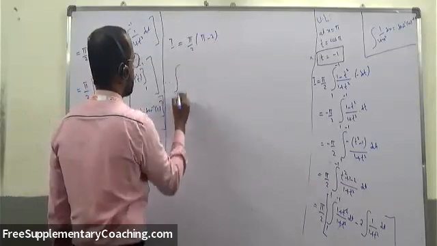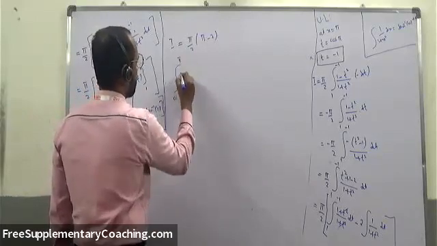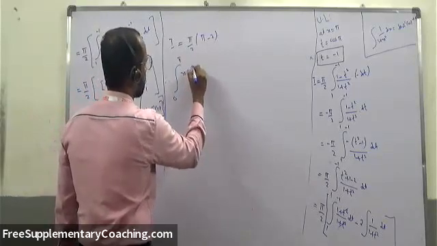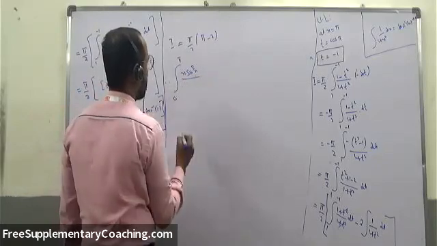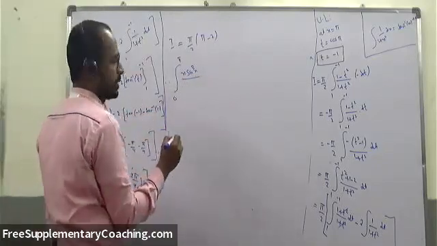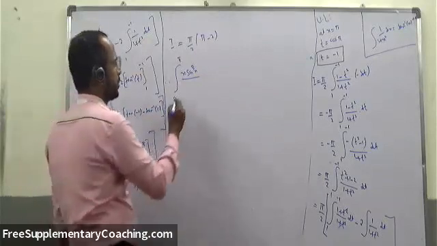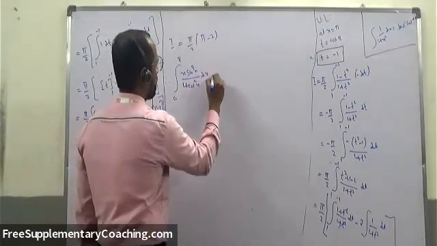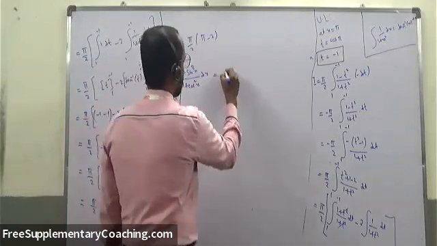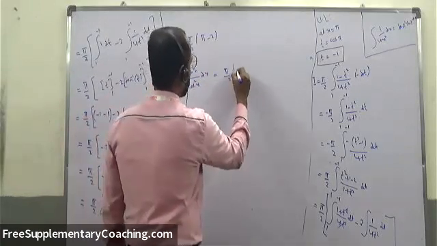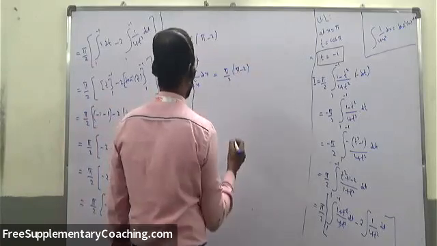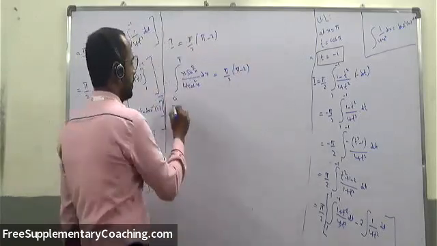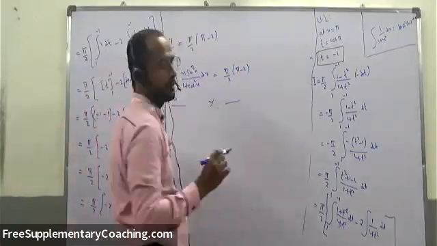Therefore, integration of 0 to pi x sine cube x divided by 1 plus cos square x into dx is equal to pi by 2 into pi minus 2. This is the solution.